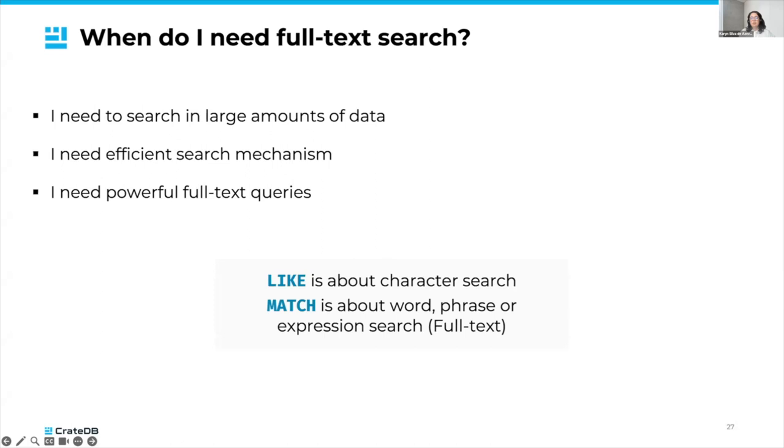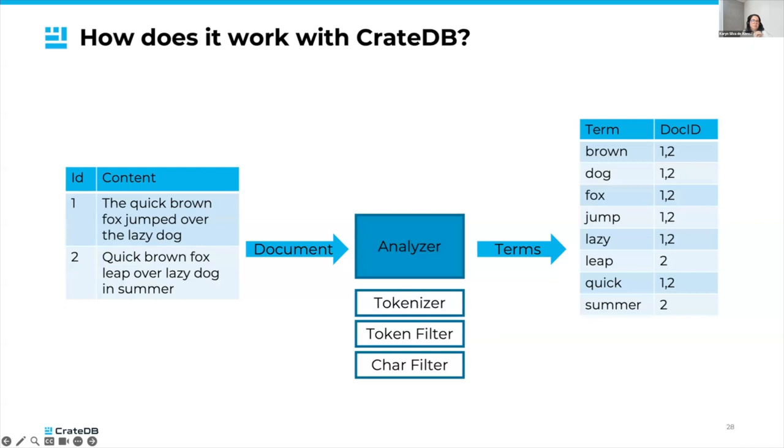How does that work in CrateDB? I said a little bit previously what happens when you insert text into CrateDB and how it gets transformed into the inverted index, but let me present it in a bit more detail. Here we have two rows. Let's say this is a table that has only ID and content as columns, and the content, of course, is text, so you have some terms there.